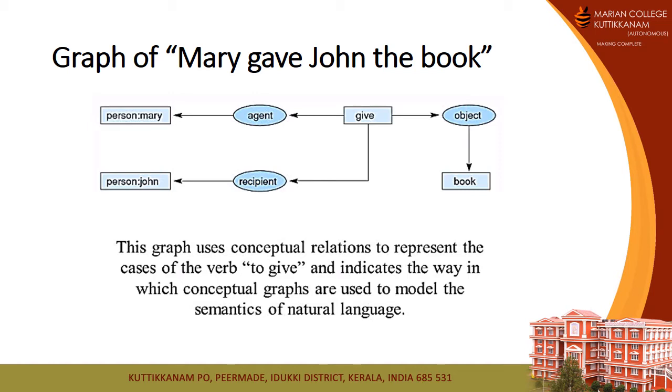So the concepts are Mary, who is a person, John, who again is a person, and an object, which is a book. The relationship between the person Mary and give is agent, and between give and book is object. Between give and the other person John, the relationship is recipient. So this graph shows Mary gave John the book.